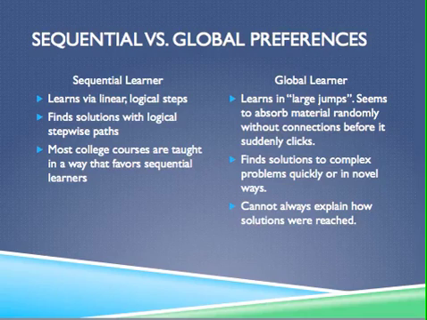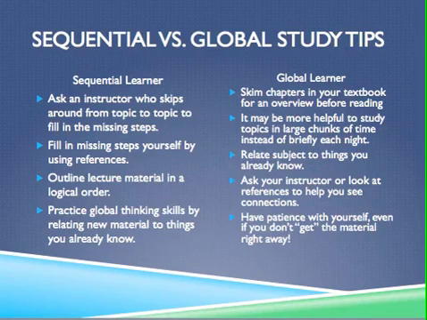Global learners tend to find solutions to complex problems quickly or in novel ways. And most global learners cannot always explain how they got to the solutions, because you tend to look at things in the big picture and work your way backwards.